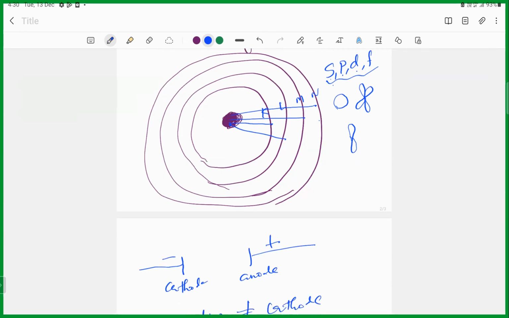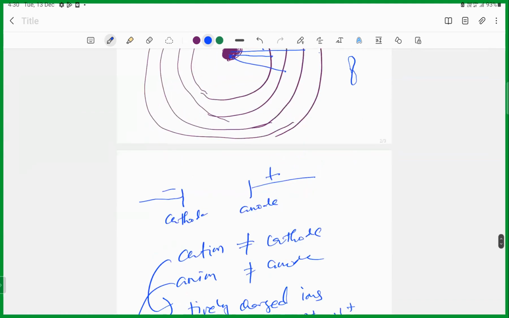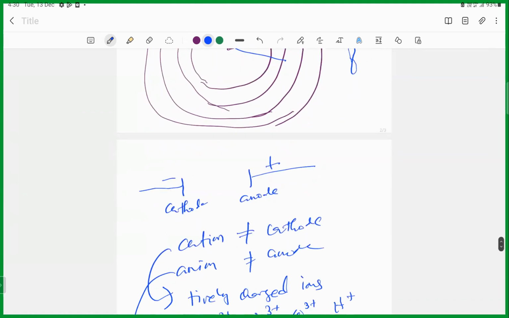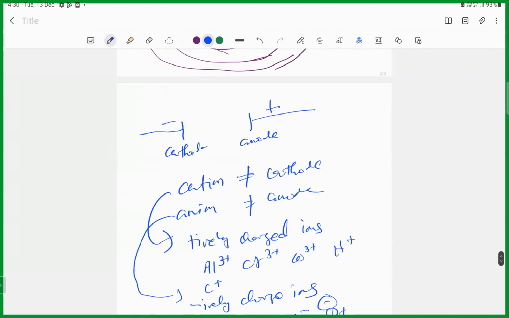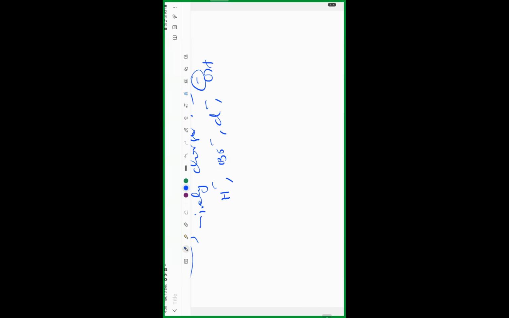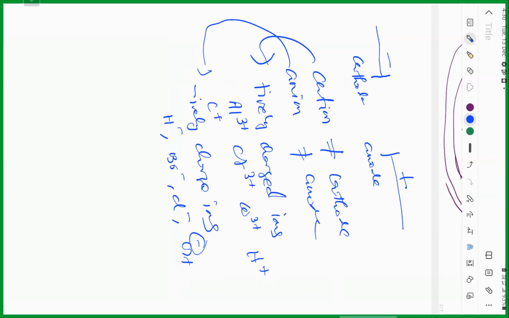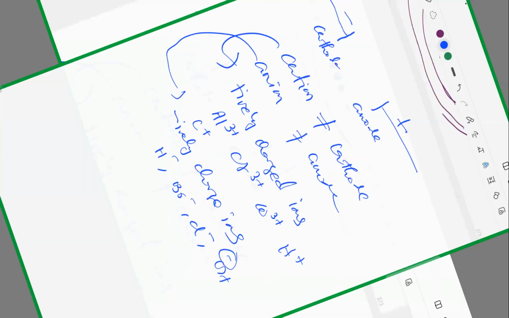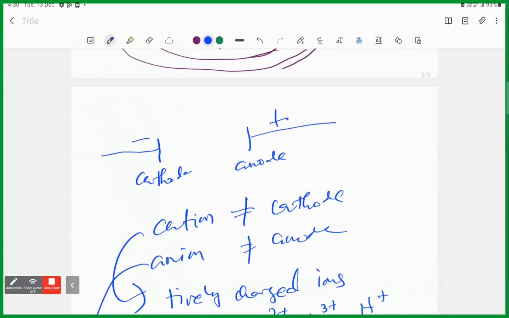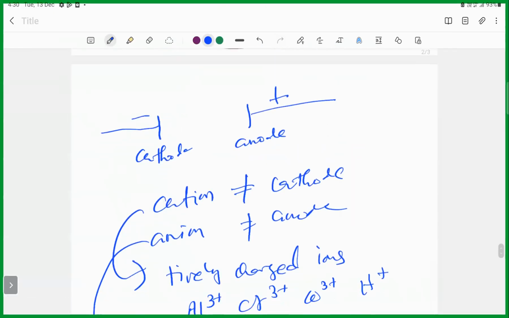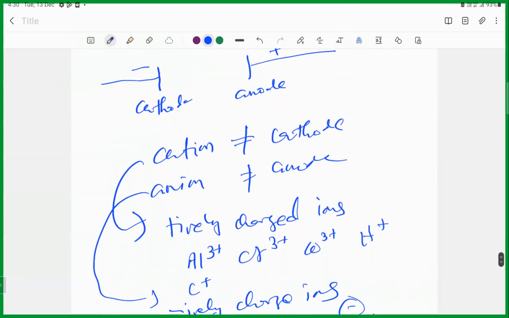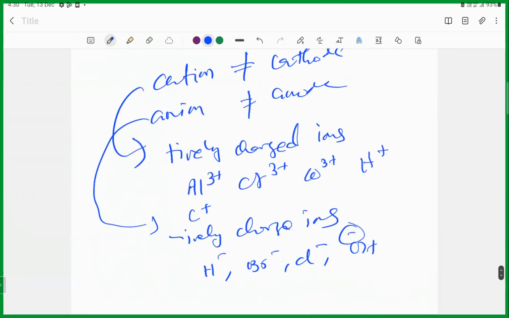Yes, sir. Now we are going to write the electronic configuration. So what is electronic configuration? It is the distribution of electrons in the different shells of the atom. The first shell has 2 electrons, the second shell has 8 electrons. Otherwise, the electronic configuration gives an idea about the total number of electrons present in that atom.